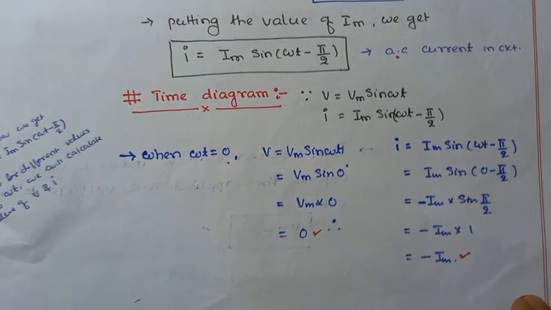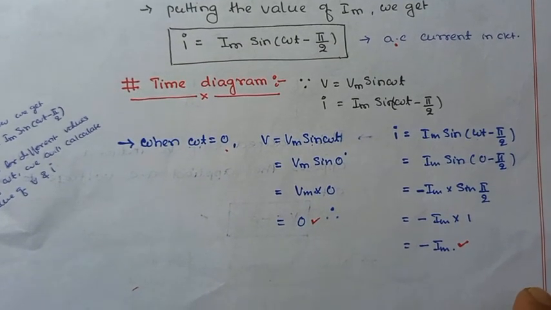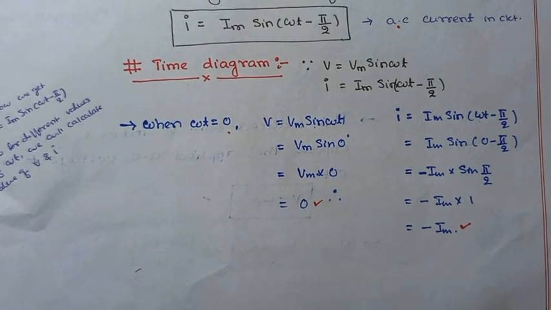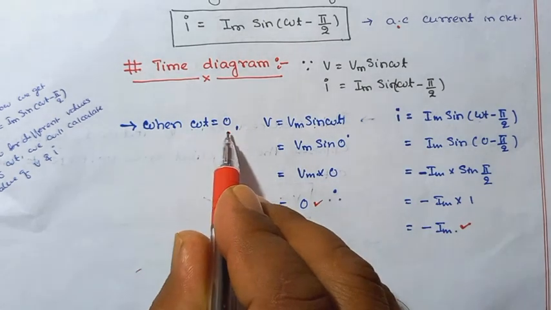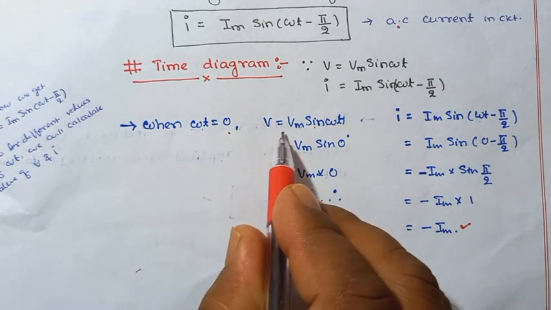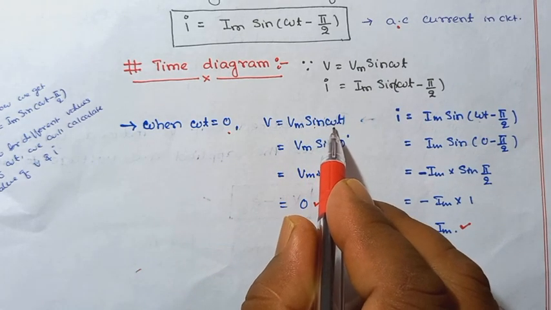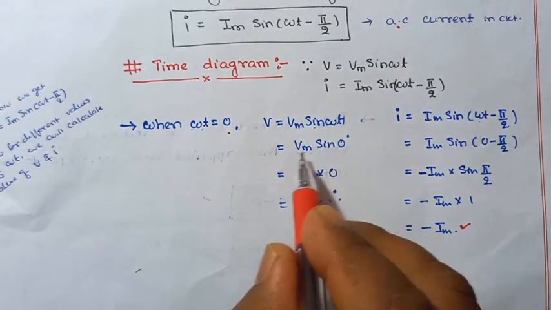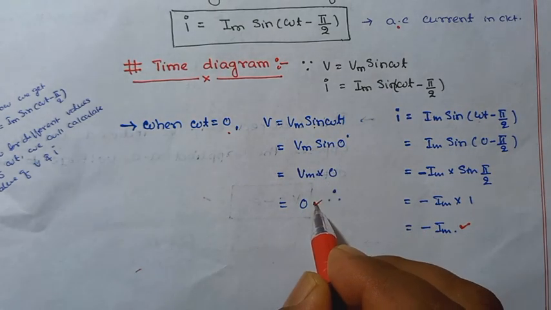So for different values of the angle, that is different values of omega t, now we will calculate V and I, that is the instantaneous voltage and instantaneous current. So when omega t is equal to 0, V is equal to Vm sin omega t. In place of omega t, we will put 0. So sin 0 is 0. So Vm into 0 is equal to 0.